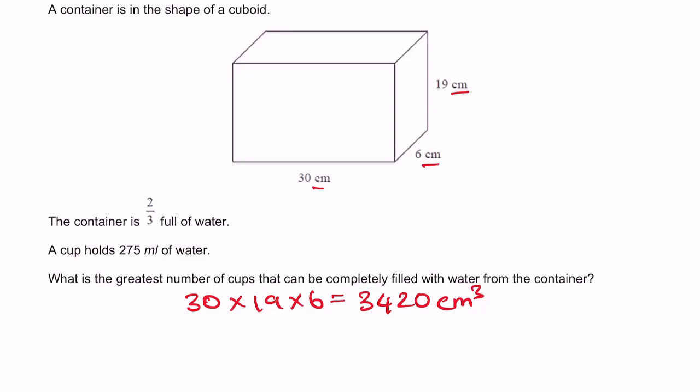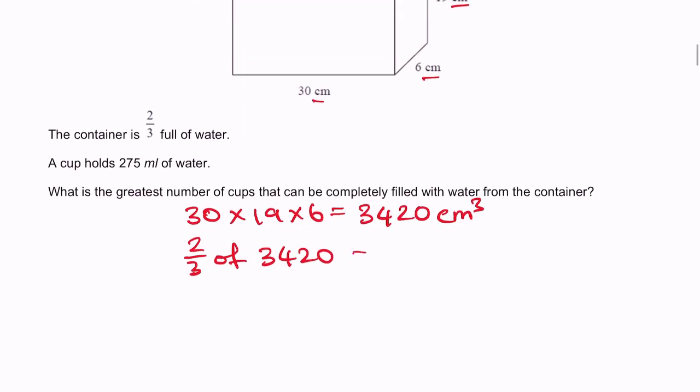2/3 of the container is full, so we need to find out 2/3 of this volume. So we'll find out 2/3 of 3,420: divided by 3, and then times it by 2.